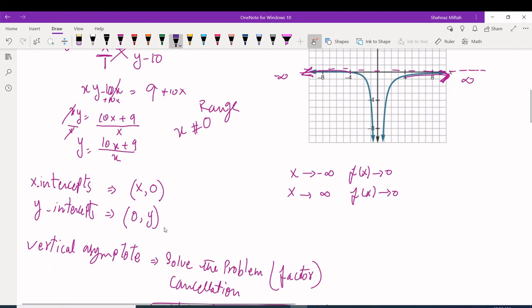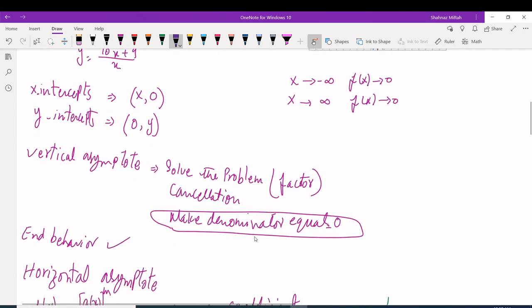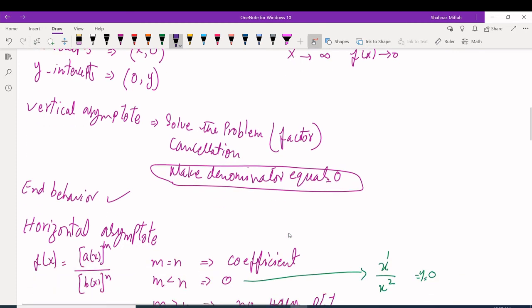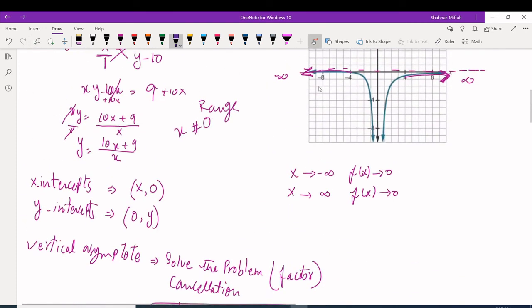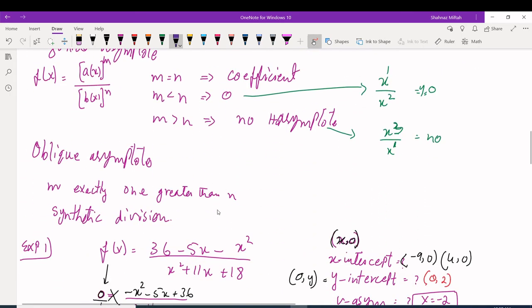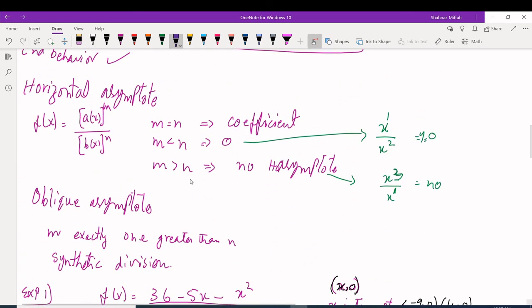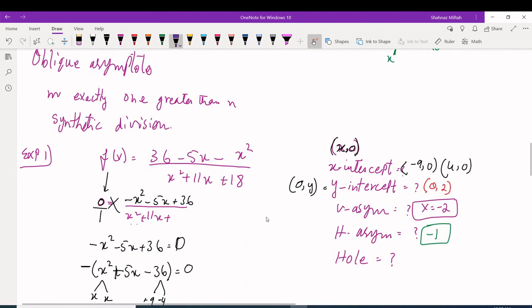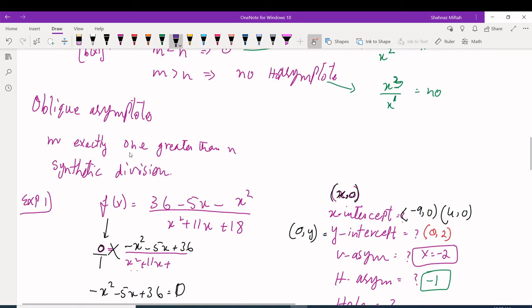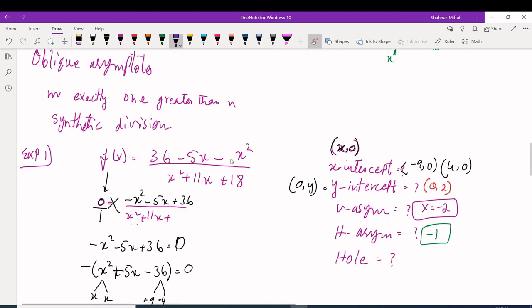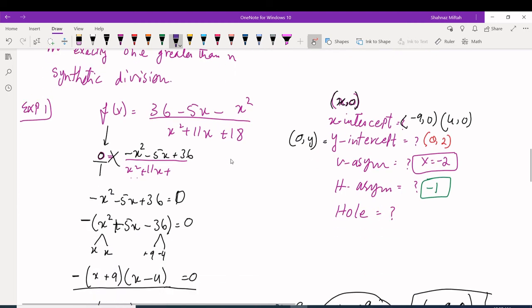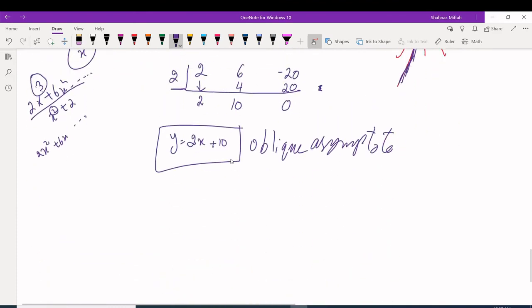That's range. X intercept, y intercept is right here. Vertical asymptote, make the denominator equal 0. For vertical and horizontal, please make sure to solve the problem first. End behavior is this: as x approaches negative infinity, where is f of x going? If x is approaching positive infinity, where is f of x going? Then we have oblique asymptote and horizontal asymptotes. You have to memorize these rules. For the oblique, we do synthetic division if an oblique asymptote is there. If m is exactly 1 greater than n, then oblique is there. But how do we find it? Synthetic division. So this is how we got the synthetic division part.